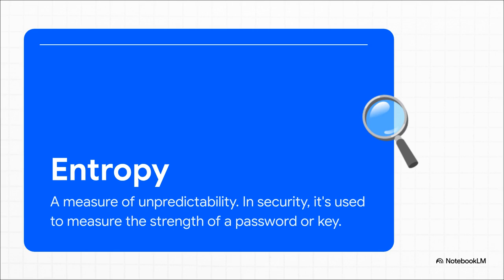So how do we measure this randomness? Well, there's a word for it: entropy. The easiest way to think about entropy is as a strength meter for your secrets. The higher the entropy, the more random and unpredictable your secret is, and the bigger the headache it is for any attacker trying to guess it.